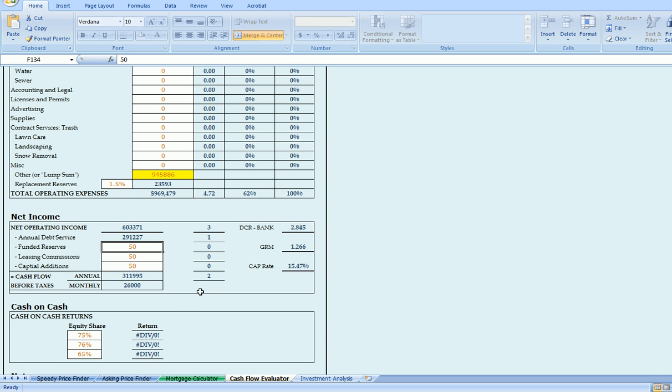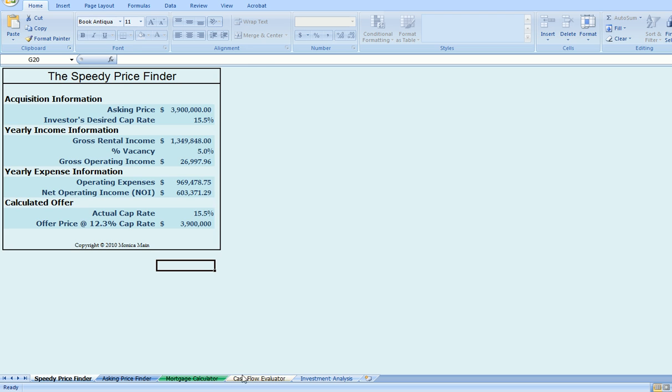But again, this particular deal, because it's based on pro forma numbers and not actual numbers, you have to go back to the listing agent to get the real numbers on the deal and then reassess the property at that time.